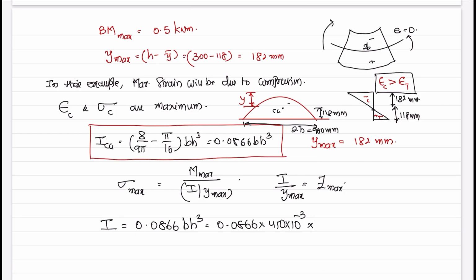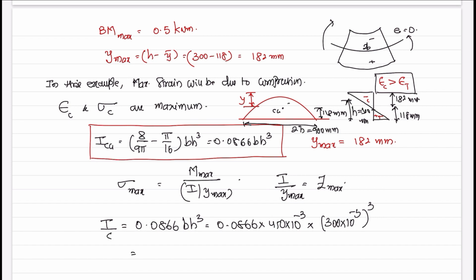And H cube: H is 300. This total H is 300 mm. 300 into 10 to the power of minus 3, cubed. Now try to find out this value.